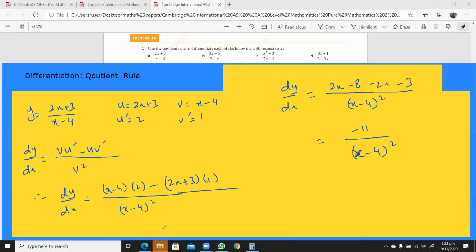Can you recheck if there is any mistake over here? Now let's try a bit harder question from here. First, I need to make some space here.